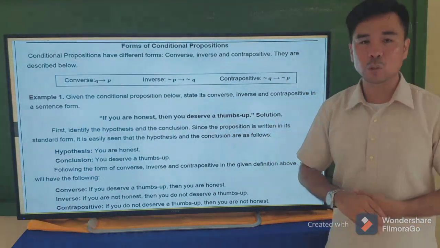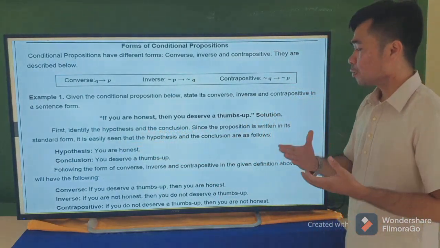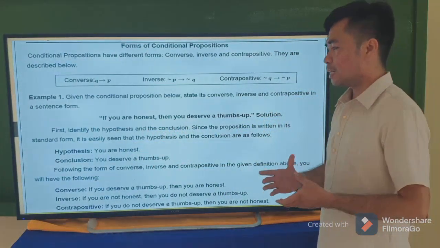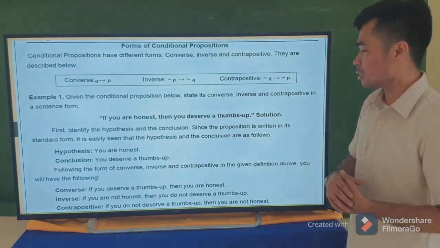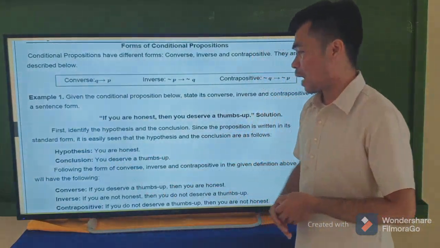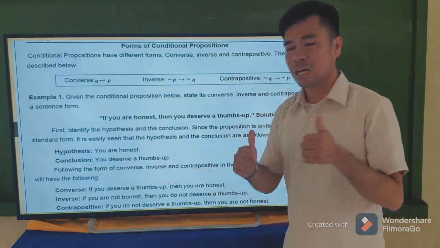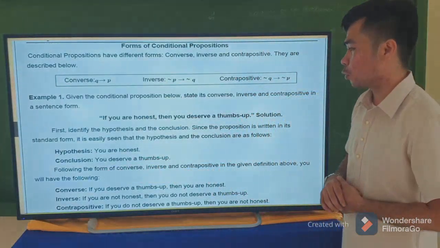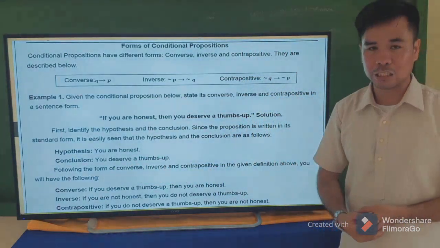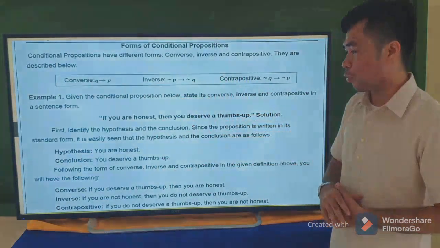Now, here is our solution. First, identify the hypothesis and the conclusion. Since the proposition is written in its standard form, it is easily seen that the hypothesis and the conclusion are as follows. For our hypothesis, of course, you are honest, which is our proposition P. The conclusion is you deserve a thumbs up, which is our proposition Q. Following now the converse, the inverse, and the contrapositive in the given definitions above, we will have the following answers.